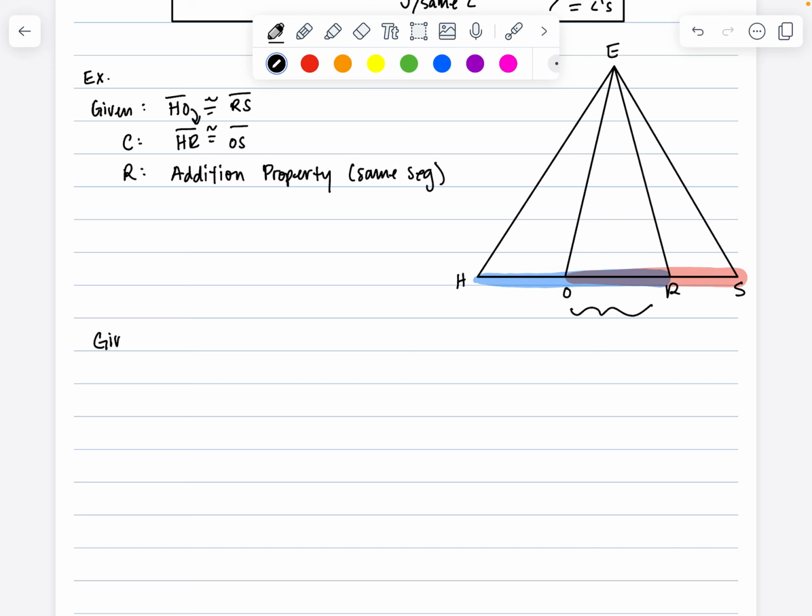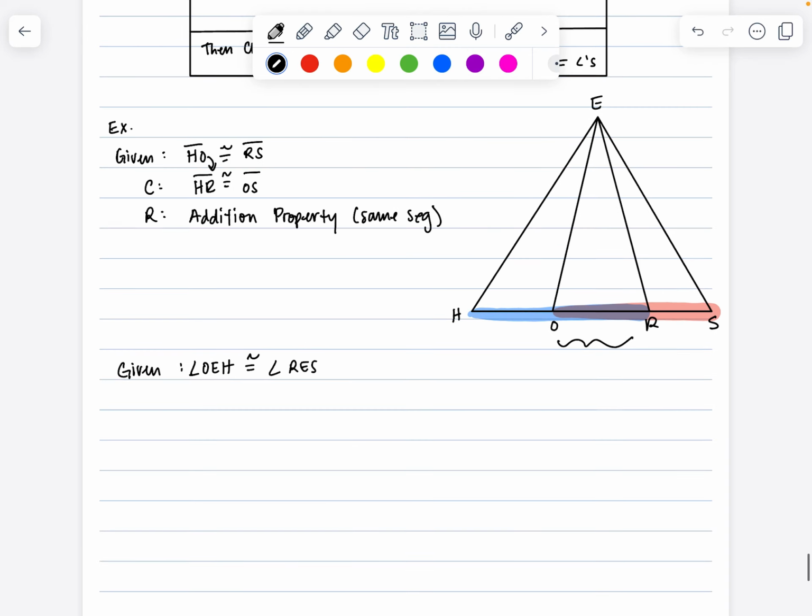Given: angle OEH is congruent to angle RES. Okay? So OEH, we can see, is this angle. Let's do blue. OEH, and then RES is this angle.